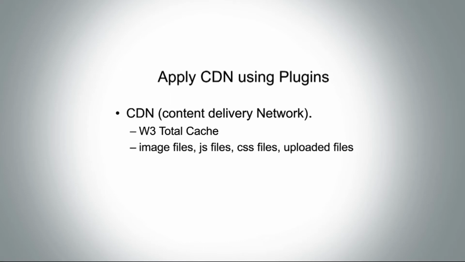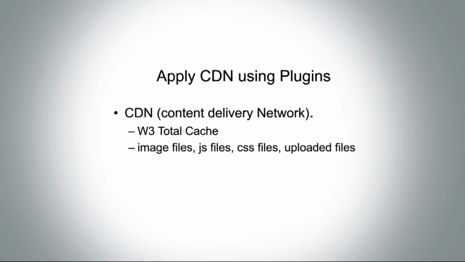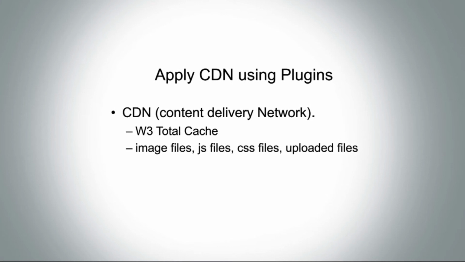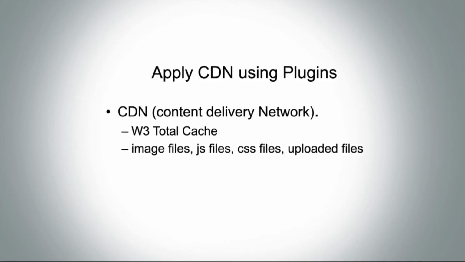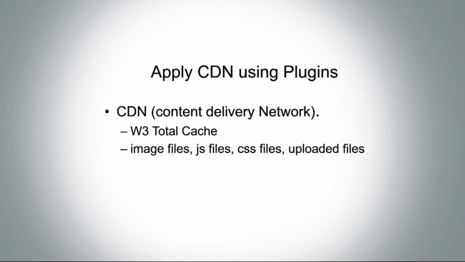So here, if we are in Kathmandu and Kathmandu users are requesting, then a server will serve the Kathmandu city, and for Bhaktapur city, another server will serve. In that way, users will get a fast response. There are Amazon, Akamai, and tools like that. In WordPress, we can use W3 Total Cache, which we can use for CDN too. And with a CDN, always try to use image files, JS files, CSS files, and uploaded files too.